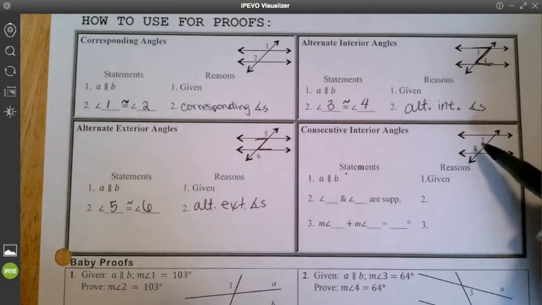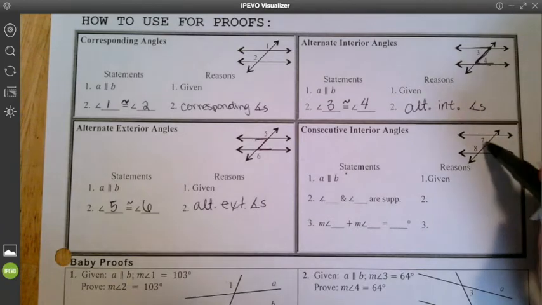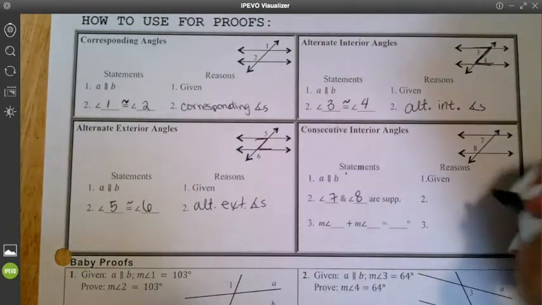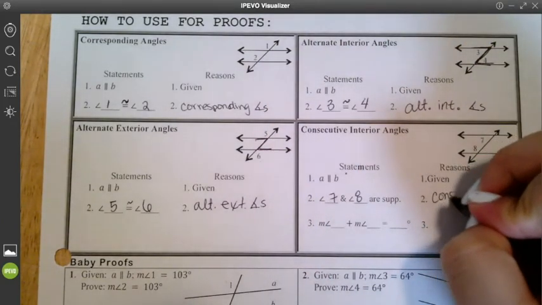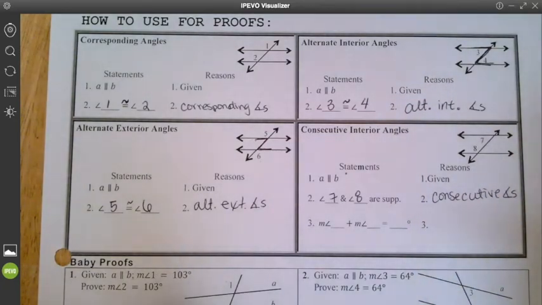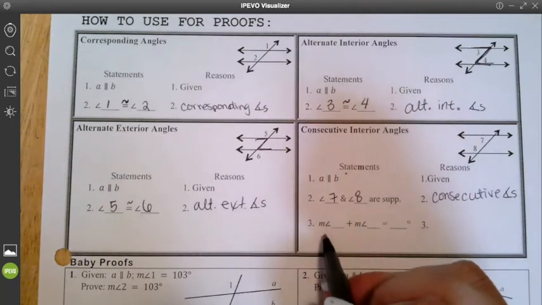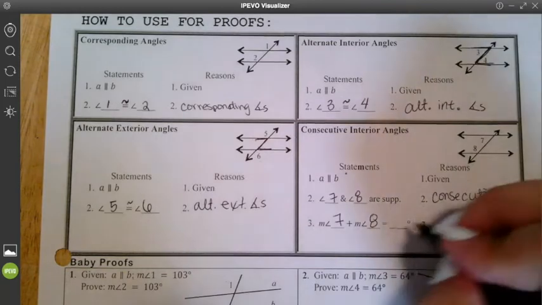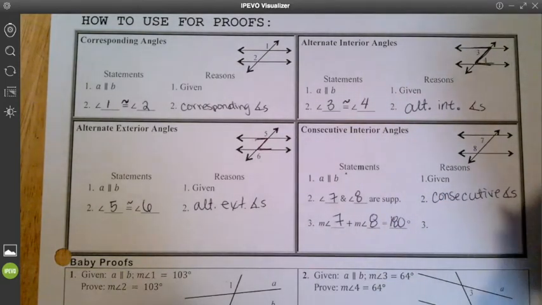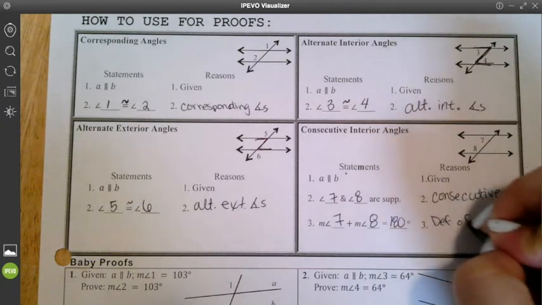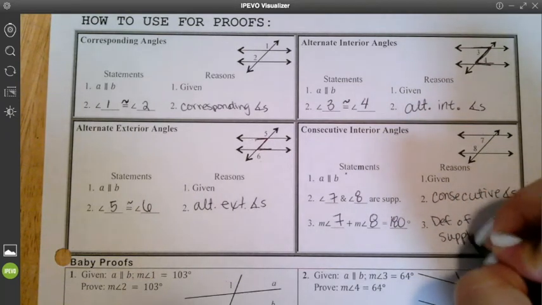Those are the same side interior angles. And so we can say that if A and B are parallel, then angles 7 and 8 are supplementary, and that is consecutive angles. And if they're supplementary, then that means the measure of angle 7 plus the measure of angle 8 equals 180 degrees, and that's by definition of supplementary.